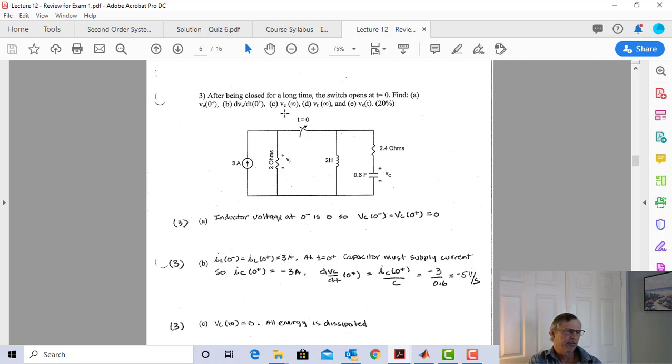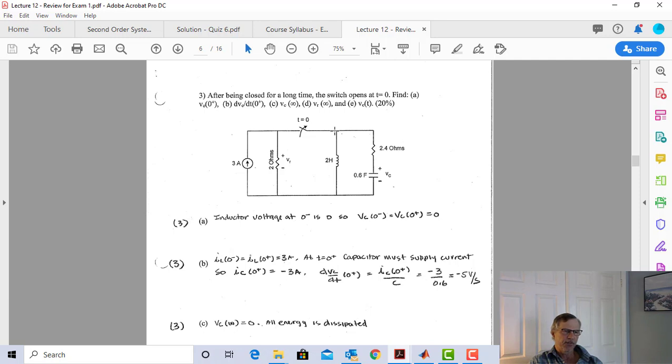Now let's get Vc of infinity. At time equals infinity, the switch is open, and so I got no current going this way. And because the capacitor is in steady state, I got no current this way. So if I got no current here, and I got no current here, that means I got no current here.